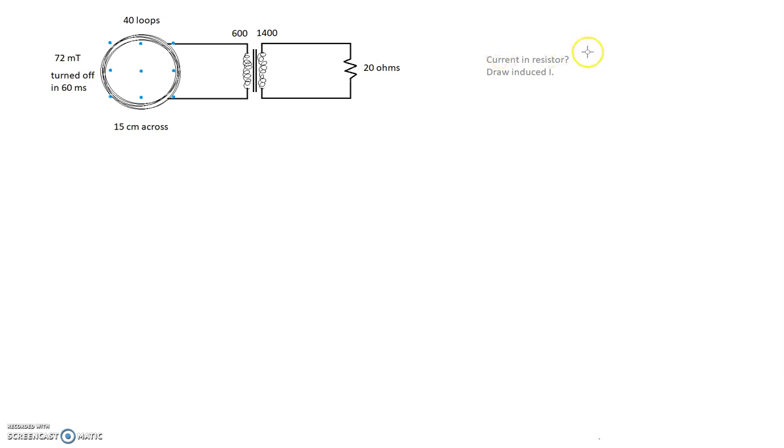We're going to find out what the current in the resistor is, as well as draw the induced current in the initial coil to begin with. So let's just start with the electromagnetic induction over there.